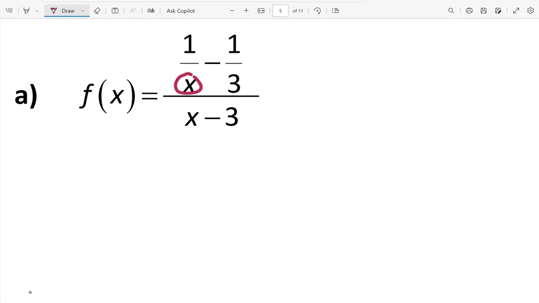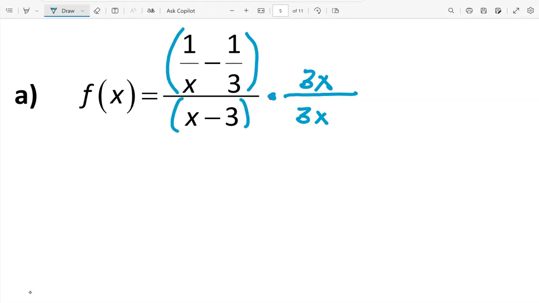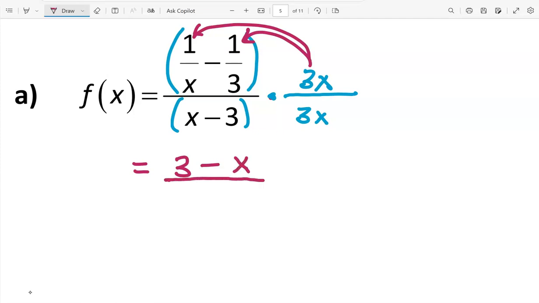and in order to simplify a complex fraction, we can take the two mini denominators and multiply both the numerator and the denominator of the big fraction by the least common denominator of those two, which is 3x. So we're going to multiply the entire fraction by 3x over 3x, which is essentially 1. So in doing that, as I distribute to each of the terms in the numerator, the first term in the numerator of f of x is 3, and the second term is x, so 3 minus x.